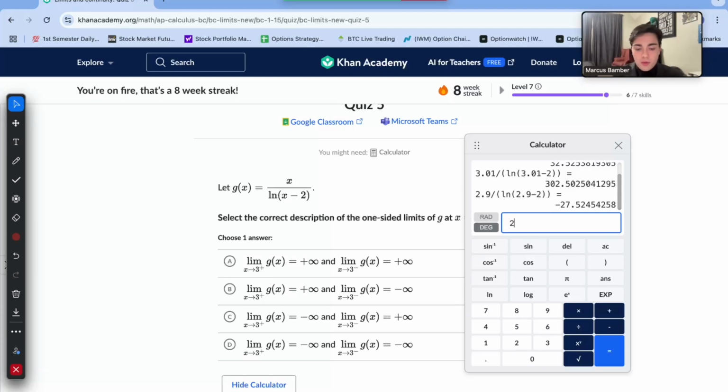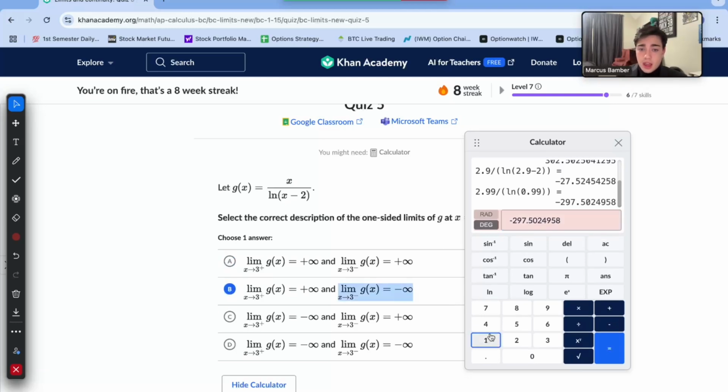So now we're going to use 2.99 divided by the natural log of 0.99. I'll just do that subtraction already. Close off the parentheses. And as we can see, we're getting more negative and more negative as our values approach positive 3 from the left side. So that means that the correct answer choice is answer choice B.